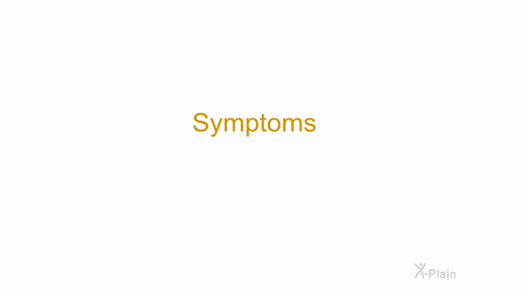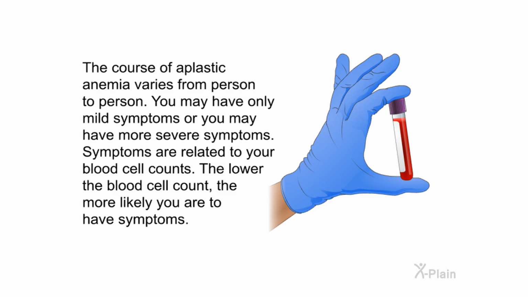Symptoms. The course of aplastic anemia varies from person to person. You may have only mild symptoms, or you may have more severe symptoms. Symptoms are related to your blood cell counts. The lower the blood cell count, the more likely you are to have symptoms.